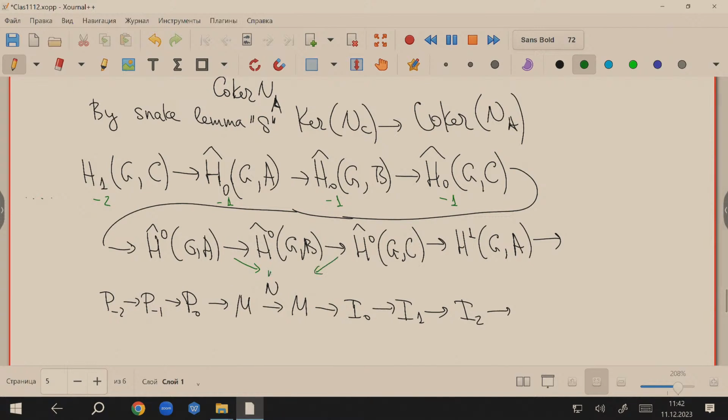So we have natural maps here induced by the norm map and taking invariants, and also here you have natural maps. And only this one is a non-trivial map that comes from the snake lemma and gives you Tate cohomology.